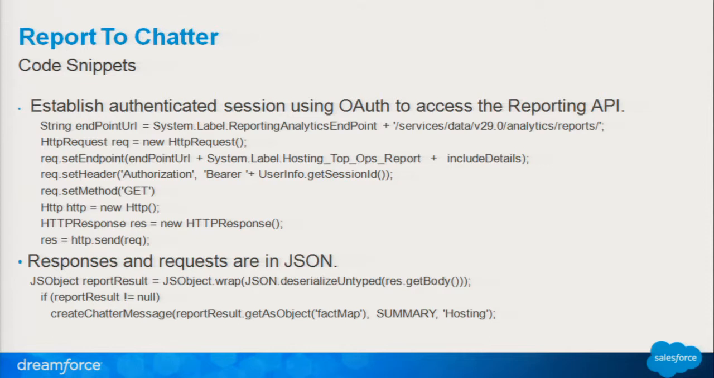If you're going to use the REST-based reporting API, the first thing you have to do is establish an authenticated session using OAuth. You see up there, we are building an endpoint URL. And further down, we are passing in the report ID, which is the hosting top ops report. Then you can choose to include details if you'd like. Then we're passing in the session ID of the user, and sending the HTTP request to get back the HTTP response. One thing to remember is that all requests and responses are in JSON format.